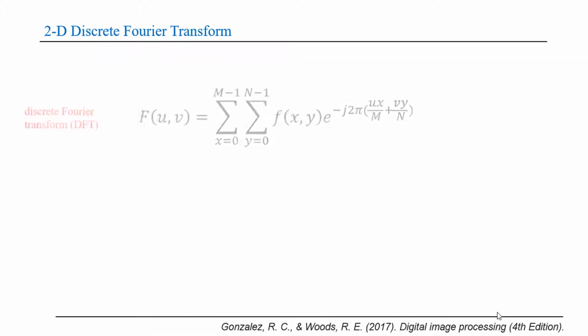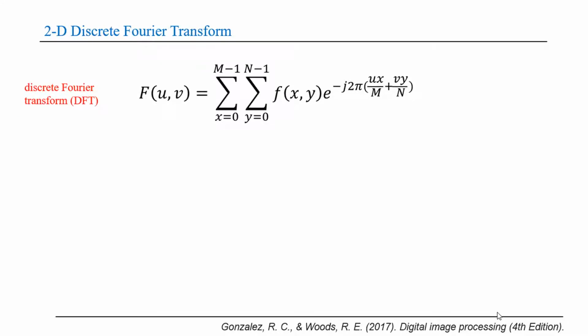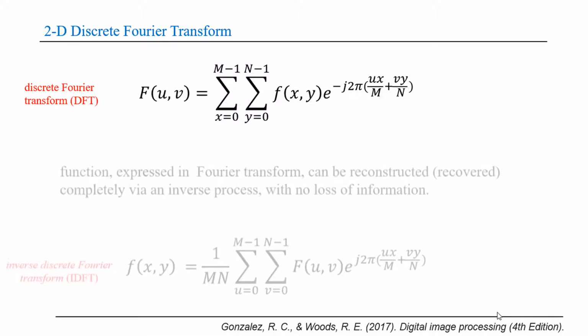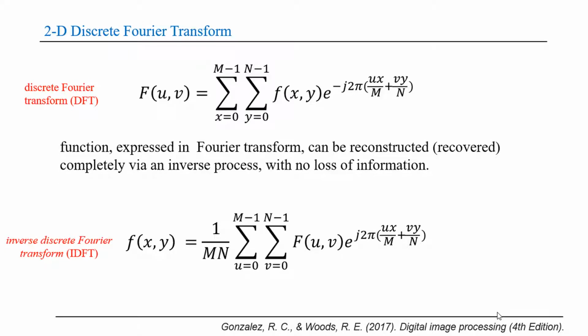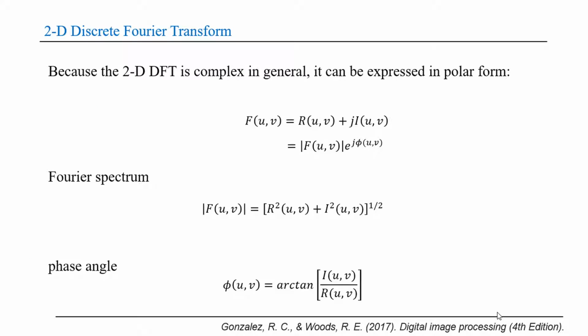Because we are dealing with 2D discrete images, we will use the 2D discrete Fourier transform, which is given by this equation. We can go back to the original function by the inverse discrete Fourier transform. Because the discrete Fourier transform is complex, it can be expressed in polar form, where the absolute value of F(u,v) is the Fourier spectrum, and phi of u and v is the phase angle.